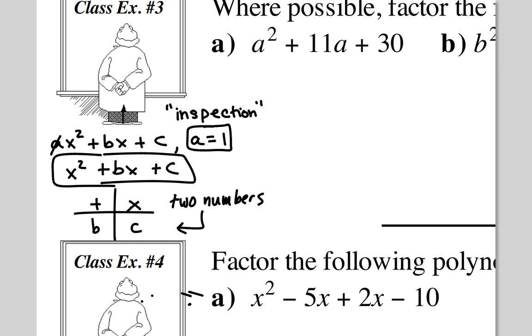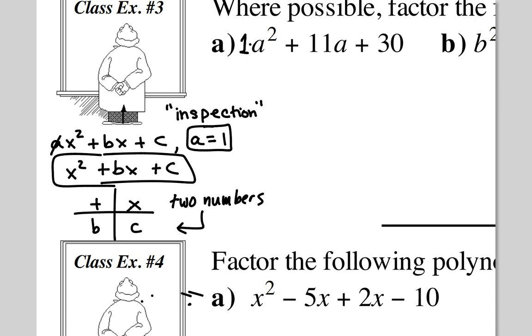So in this case, I would say that the a value is 1. Don't get it confused that they're using a here. You could use anything there: x, y, z, apple, whatever. Okay, so what are these magic numbers that work here? What two numbers multiply to 30 and add to 11?